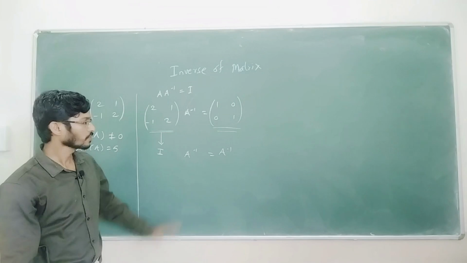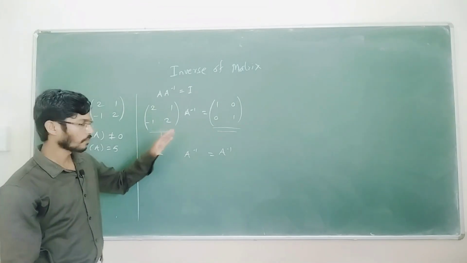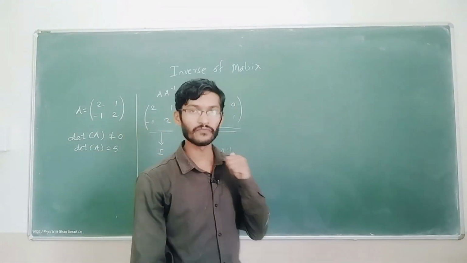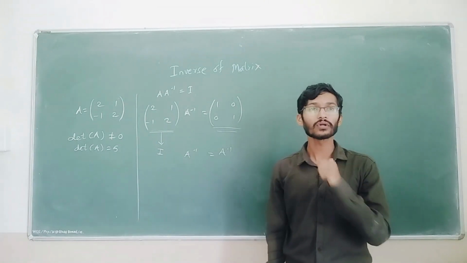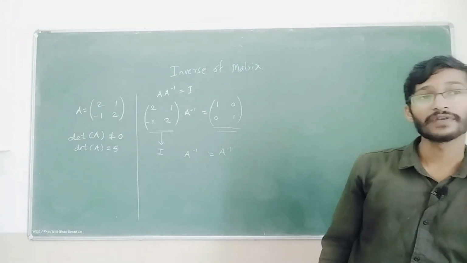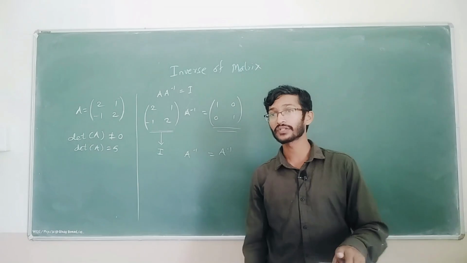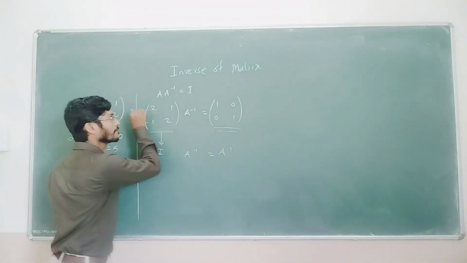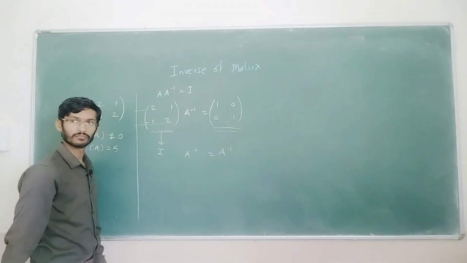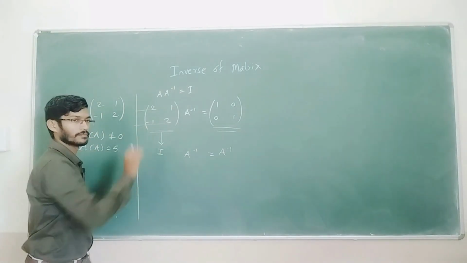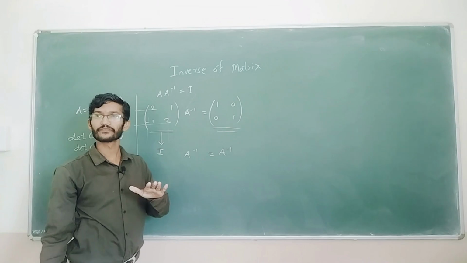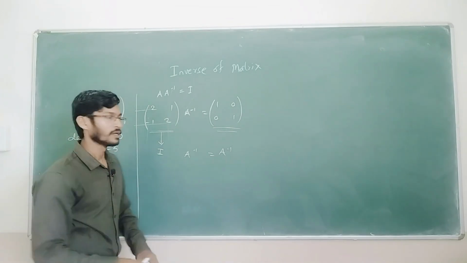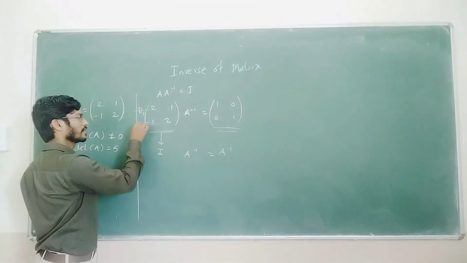What we have to do in this configuration is use the row transformation. Whatever changes we have to make, we make in the rows, not in the columns. This is the first row, this is the second row. This is the first column, second column. So what we have to do is row transformation, which means we have to use, let's say, R1 and R2.